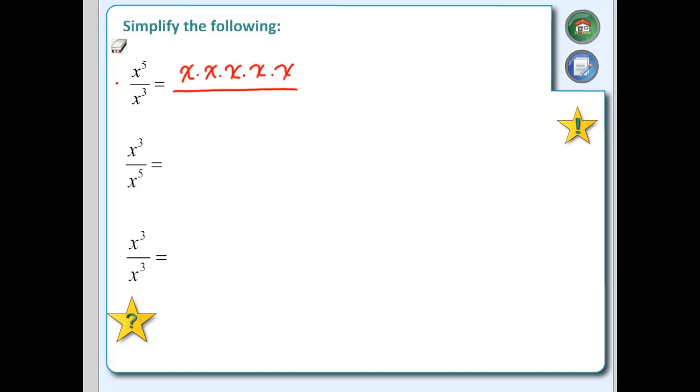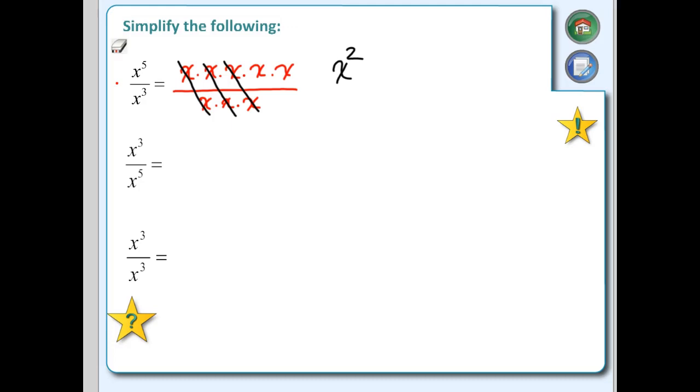And then let's go ahead and extend my x cubed in the denominator. Well, I'm going to have to write 3 x's. Now, we can cancel them out one for one. So this x cancels out that one, and this one cancels out that one, and this one cancels out that one. So what's left? I have 2 x's left in the numerator, so that means my answer is x squared.